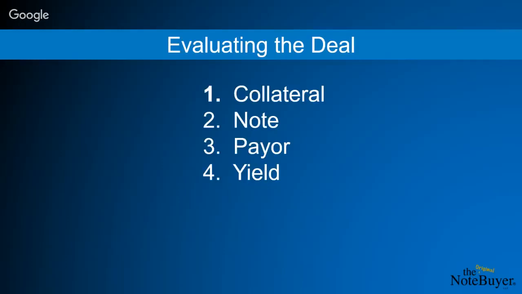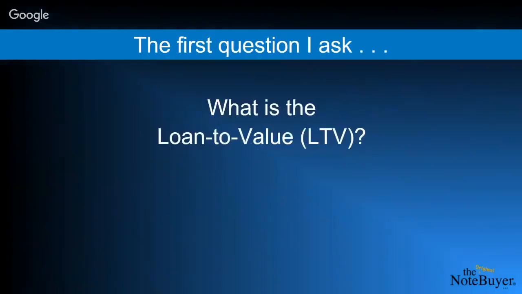So, sorry about that. So we're going to look at the collateral, we're going to look at the note, and we're going to look at the payor. And last but not least, we want to check and see what the yield would be. If you're holding it, you want to know, is it the kind of return that you want? Or if you're going to flip it, can you make enough money to flip it? So let's walk through each one of those items.